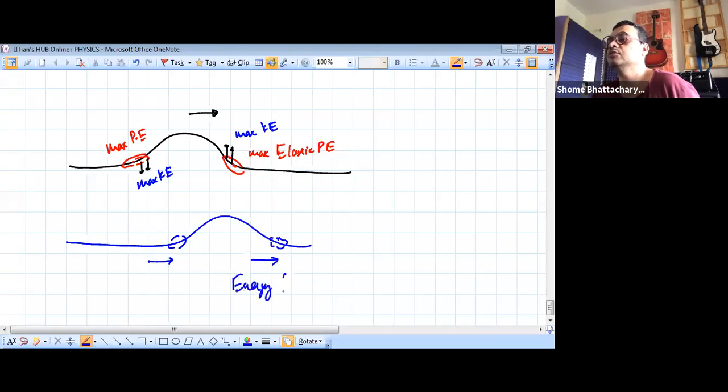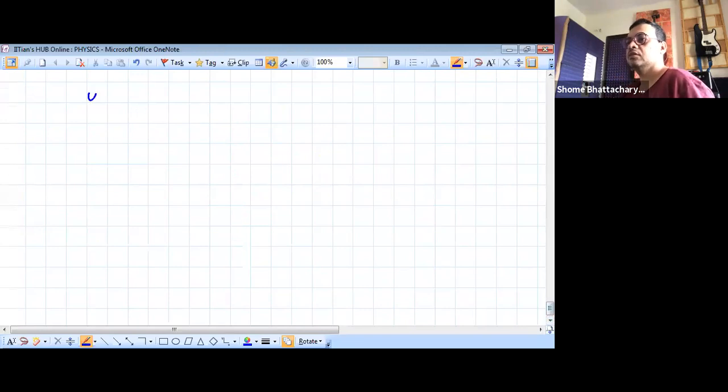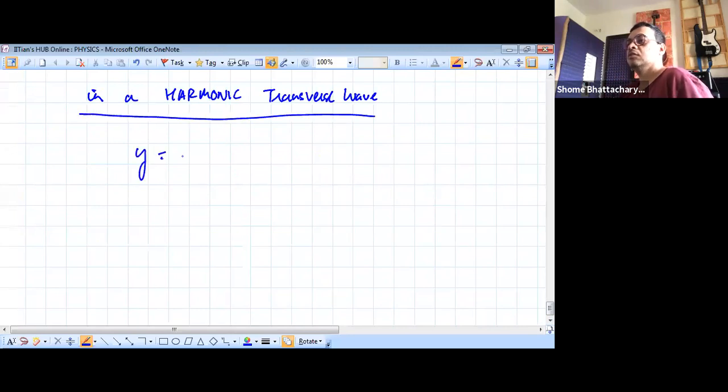So energy in the form of both kinetic energy and potential energy propagates through the pulse which is traveling on this curve. So in a continuous wave also, the same thing is happening. A continuous wave is just like a series of pulses, one after the other. So for example, in a harmonic transverse wave, plus minus whatever this is.